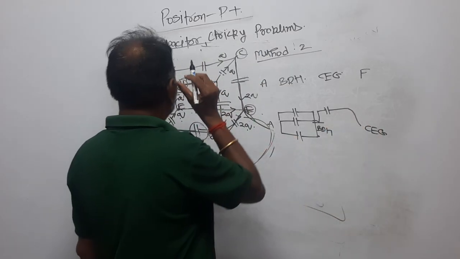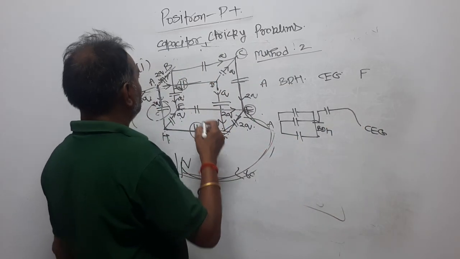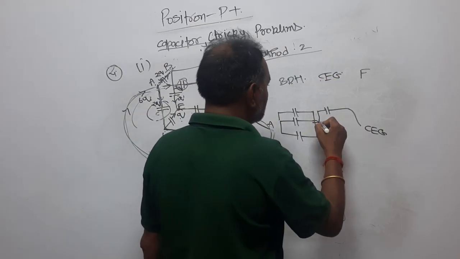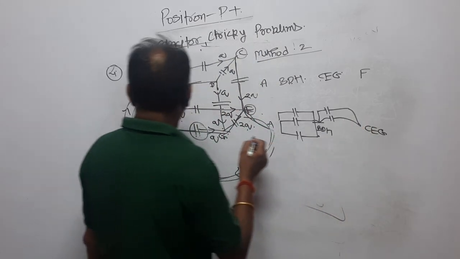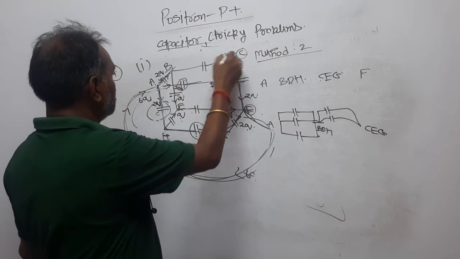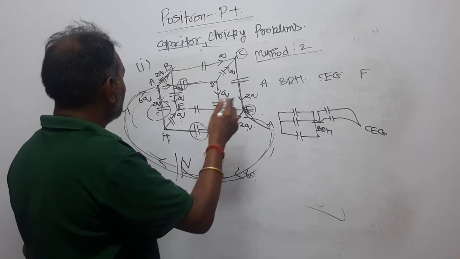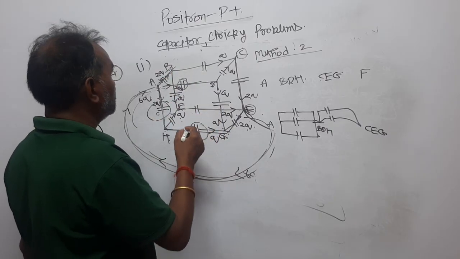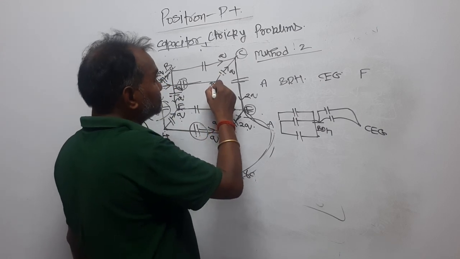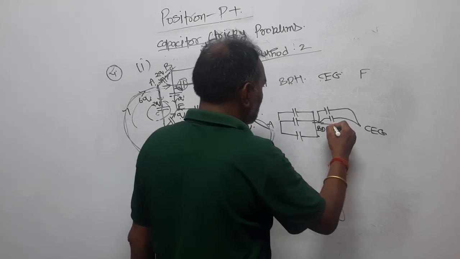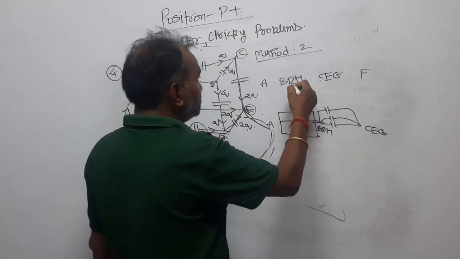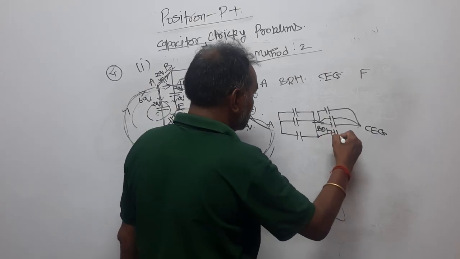Then from B to E, there is a capacitor. B to E, there is one more capacitor. B to C, B to E. And then the next point is D. Where is it? This. From D to C, there is a capacitor. Then from D to G, there is a capacitor.